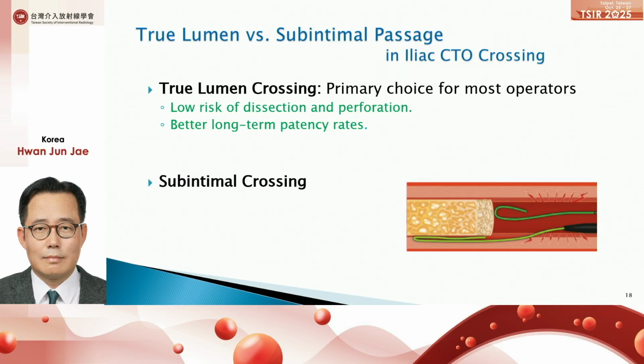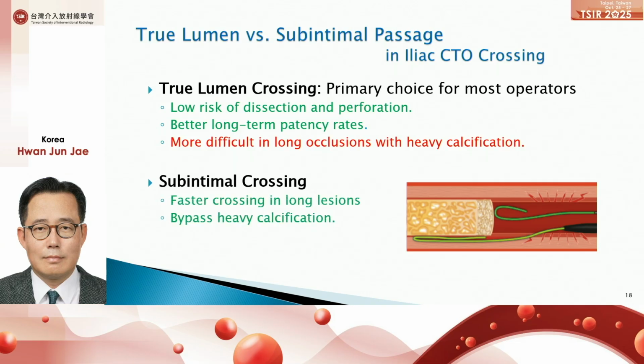Well, true lumen versus subintimal passage. True lumen crossing is always the primary choice for most operators because of the low risk of dissection and perforation. But sometimes it is very, very difficult in long occlusions with heavy calcification. Then we can use subintimal crossing as an alternative. It gives the best crossing in long regions.